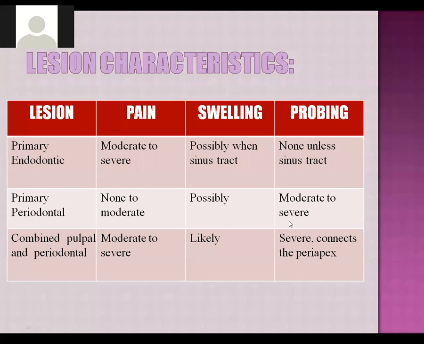Whenever it grows, the growth will have a severe periodontal pocket, deep periodontal pockets around the involved teeth. Coming to combined pulpal and periodontal lesions, the patient complains of moderate to severe pain. There might be a swelling, a sinus tract present. Whenever you probe, both periodontal and endodontic clinical features will be present in combined periodontal and endodontic lesions.